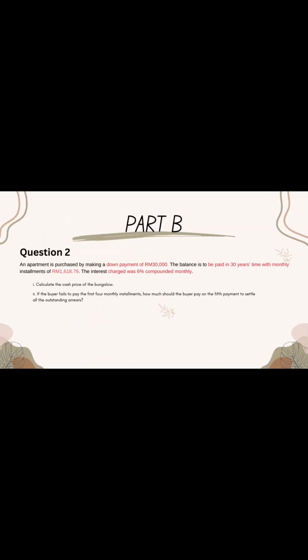An apartment is purchased by making a down payment of 30,000 ringgit. The balance is to be paid in 30 years' time with monthly installments of 1,618 ringgit 79 cents. The interest charge was 6% compounded monthly. In Roman 1, they want us to count the cash price of the bungalow. From the question, we got 30,000 ringgit for the A, 30 years for the T, 1,618 ringgit 79 cents for the R, 0.06 for the interest rate, and 12 for M.